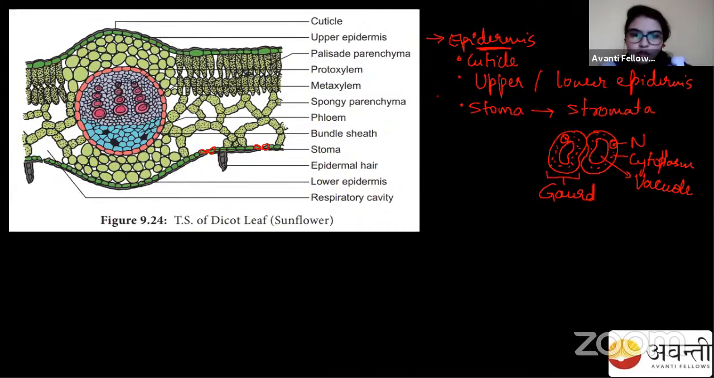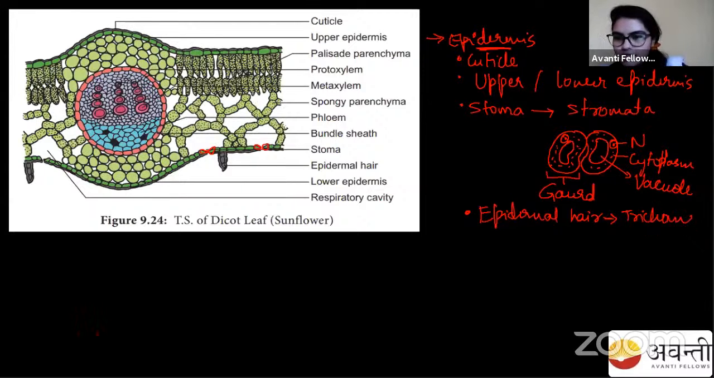Now, there is also a presence of hair. Epidermal hair is also present. I will write here also epidermal hair. Epidermal hair is multicellular, and it can also be called trichome.